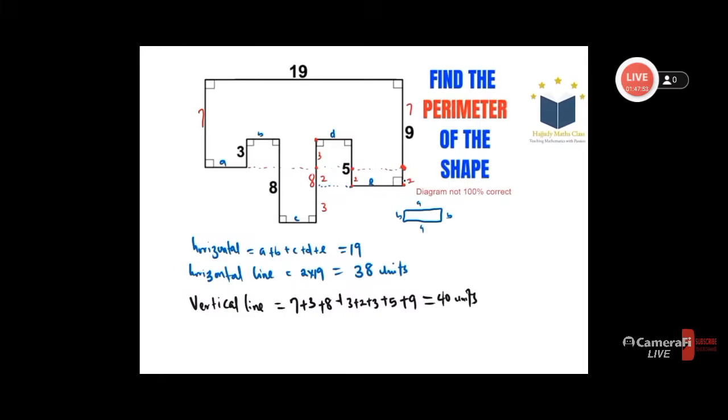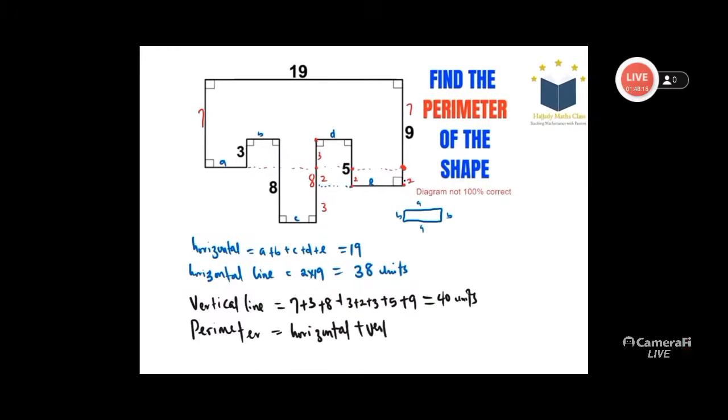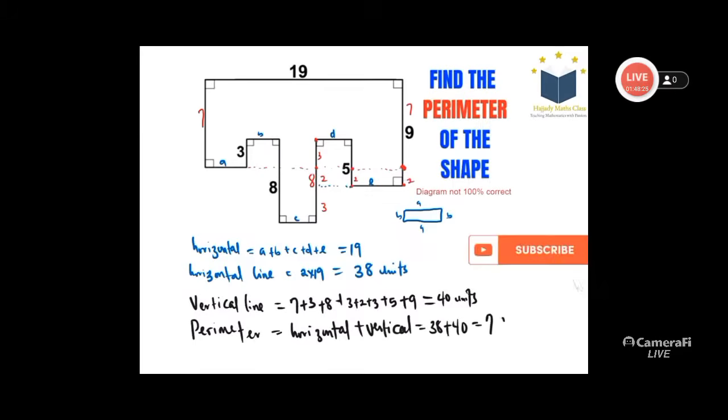So to calculate the perimeter, don't forget that the perimeter is the same thing as the total length of the shape. Which is equivalently the same thing as saying the total horizontal unit plus the vertical unit sum up to be our perimeter, which is 38 plus 40, then my perimeter is going to be 78 units.